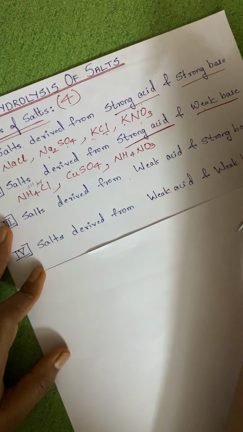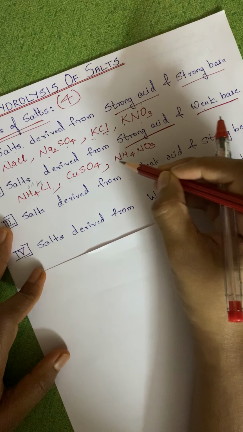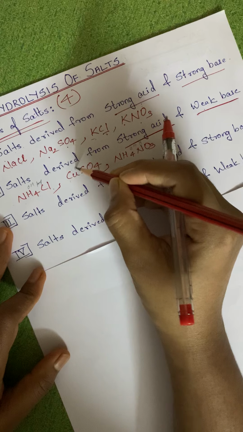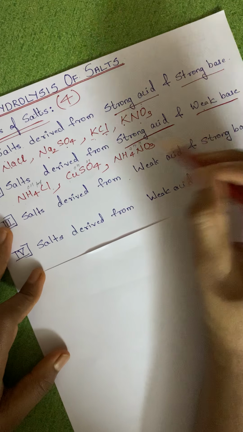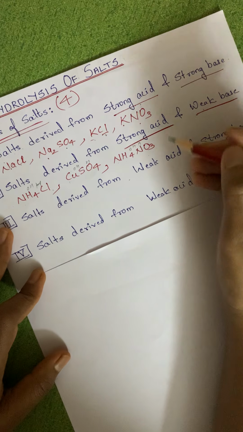Now next example, NH4NO3. Try to understand now. Strong acid will be HNO3 and weak base will be NH4OH. OH over here, H over here, again here OH, H. So everywhere it is same. So it will be NH4OH and HNO3.